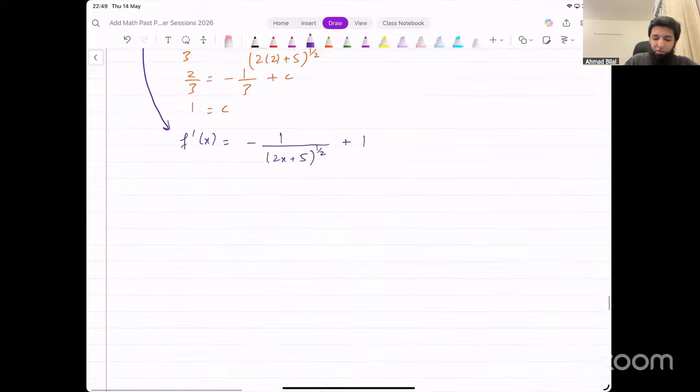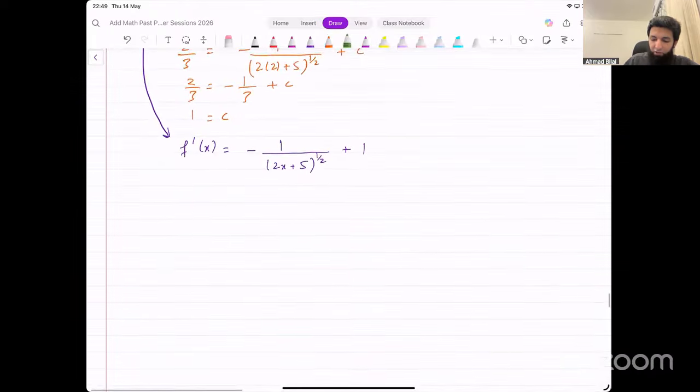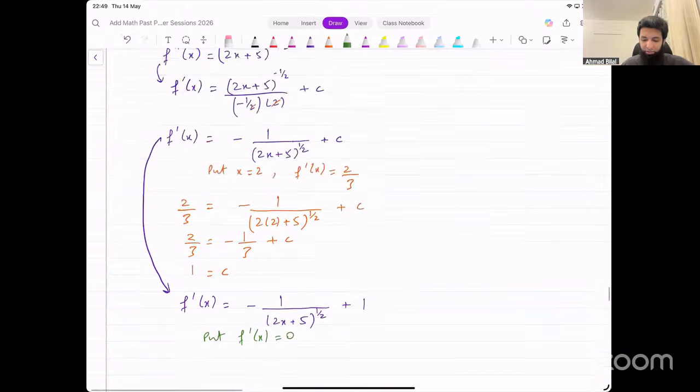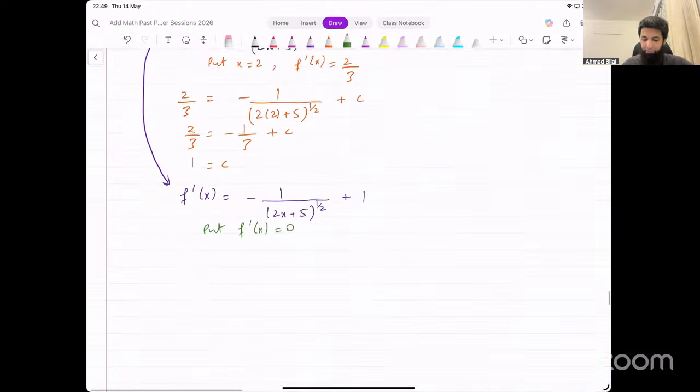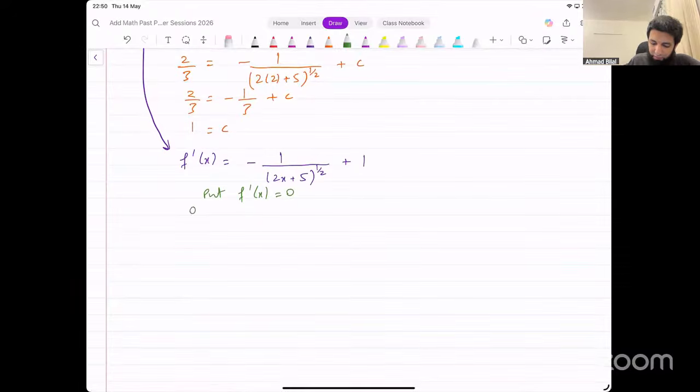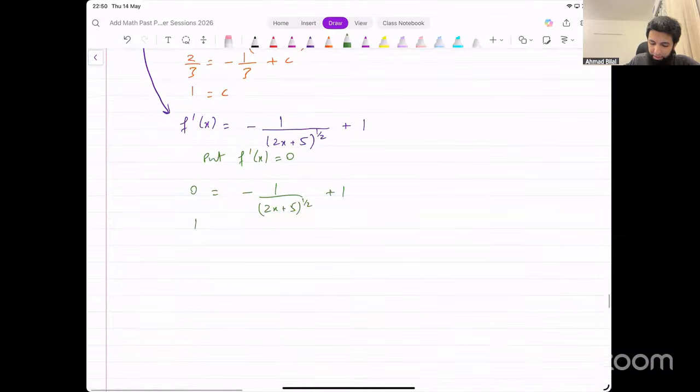Let's find the x coordinate of the turning point. First of all, let's input the derivative equal to 0. Why are we doing this? To find the stationary point. Okay. Now, when we put this equal to 0, that gives us 0 equal to negative 1 over (2x plus 5) whole raised to power 1 over 2 plus 1. Take it to the other side, and that becomes 1 over (2x plus 5) whole raised to power 1 over 2 equals 1.